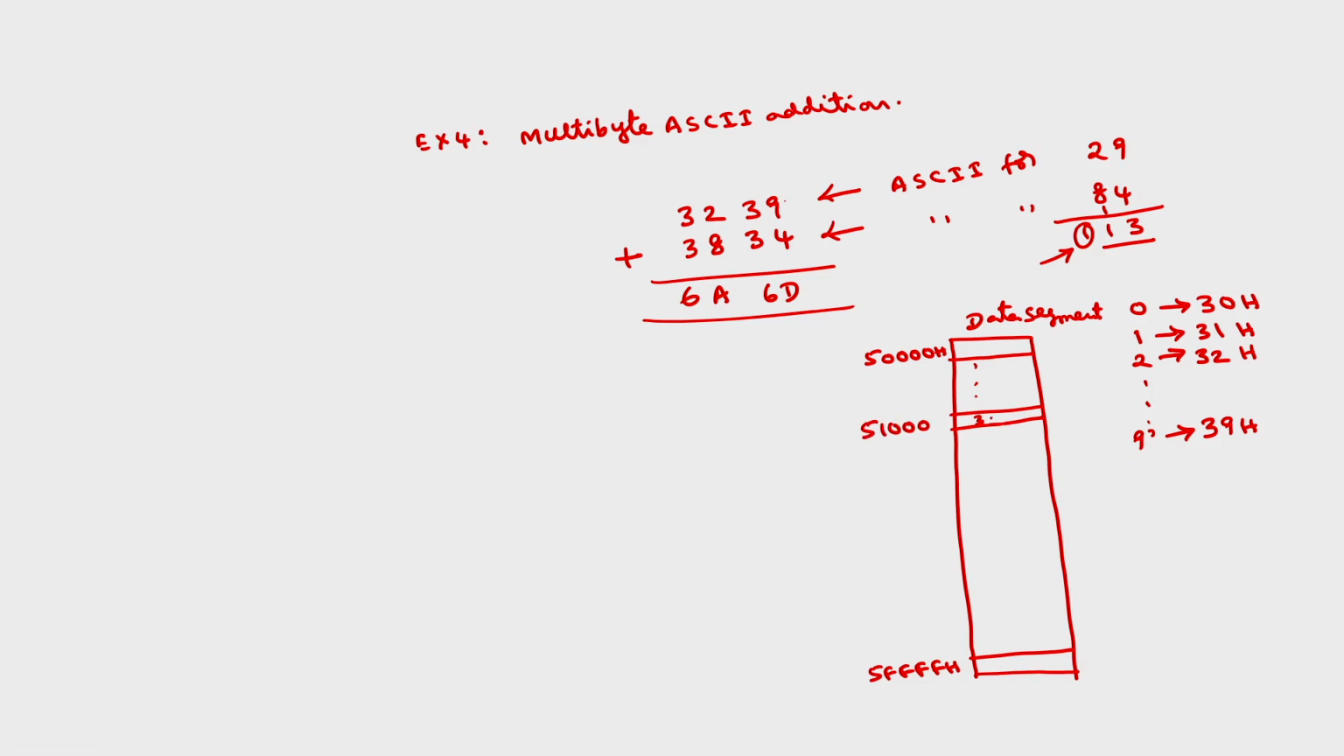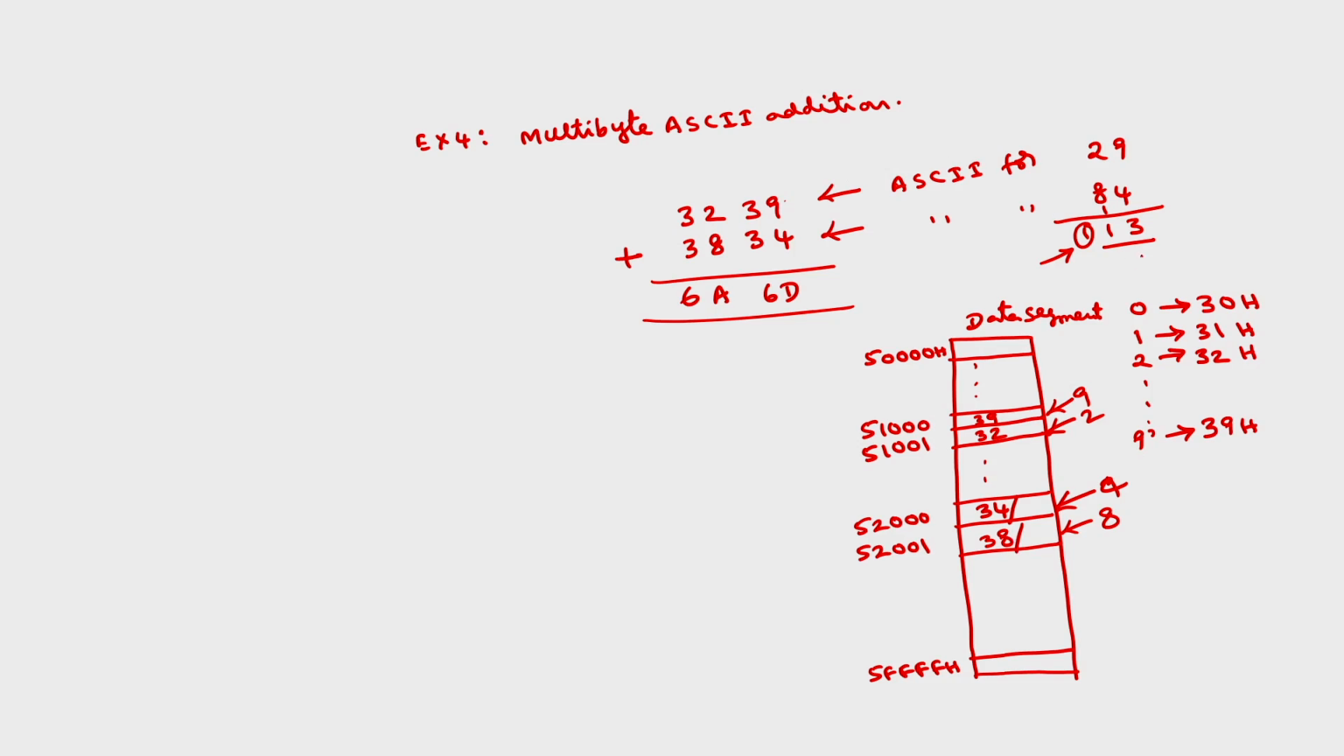Here say 39 is stored, and at 50,001, 51,001, say 32 is stored, and at 52,000, 34 is stored, and at 52,001, 38 is stored. This is the ASCII corresponding to 9, ASCII corresponding to 2, ASCII corresponding to 4, ASCII corresponding to 8, and you store the result back onto this.